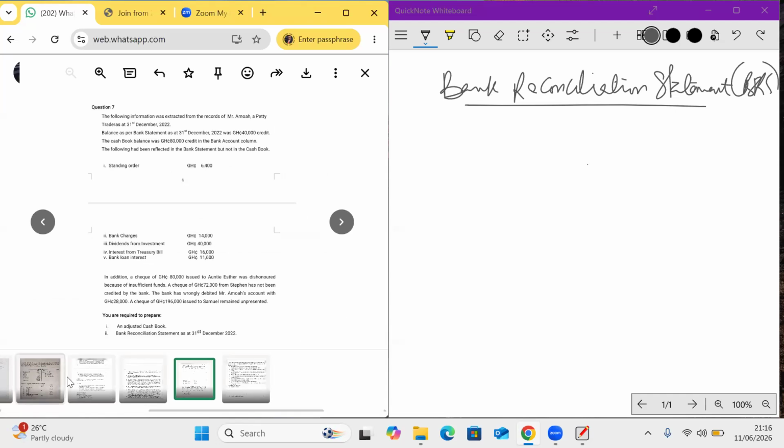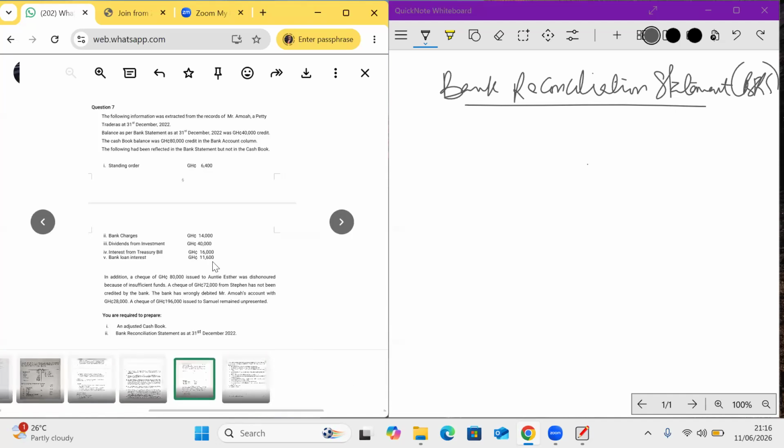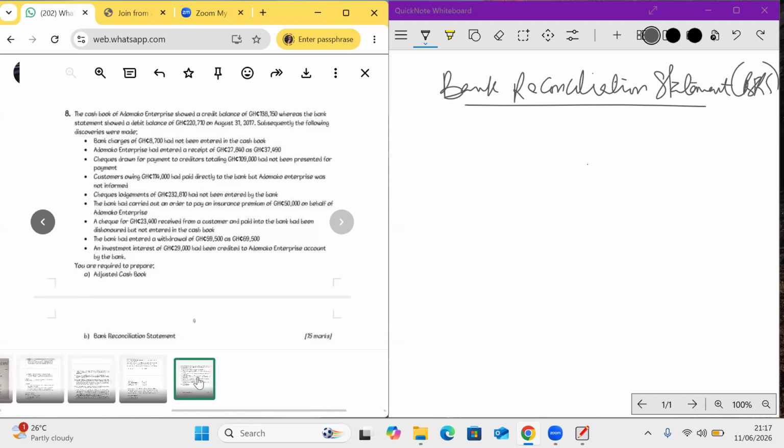Yeah, so I'll solve three questions. One, two, and three. Okay, one, two, and three. So what I'm going to do here is about the theories. It's about the theory. So bank reconciliation statement.